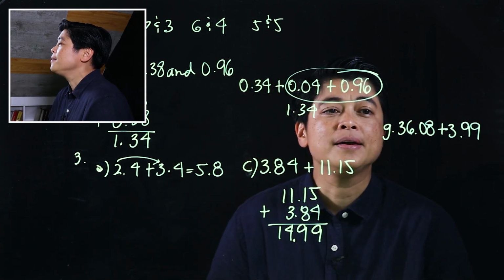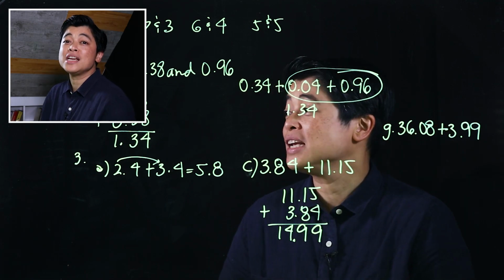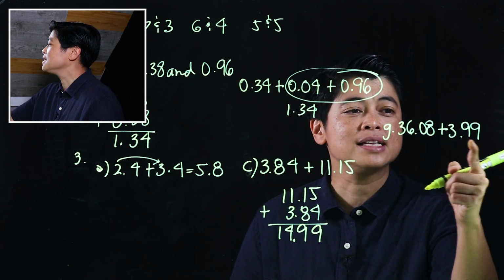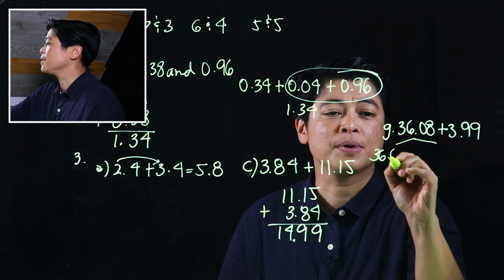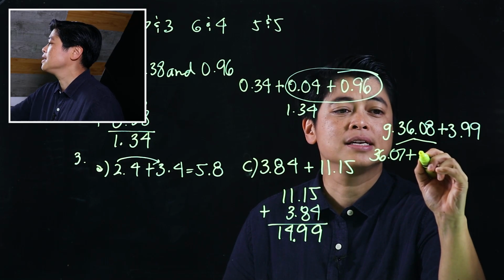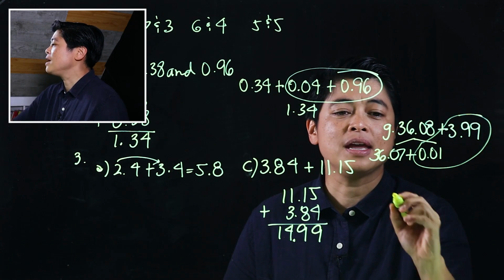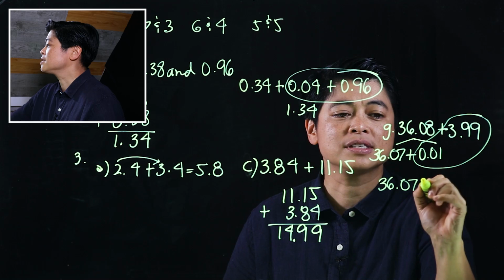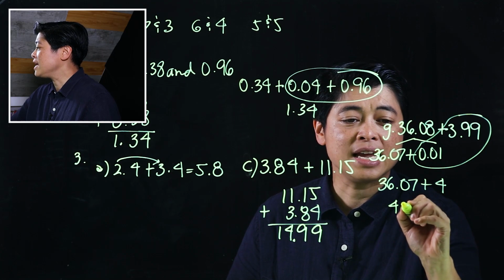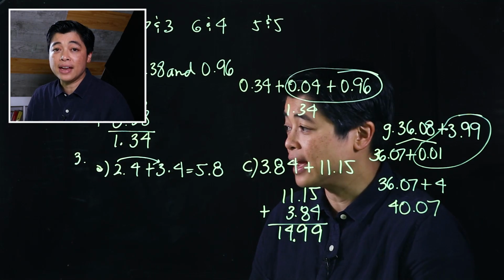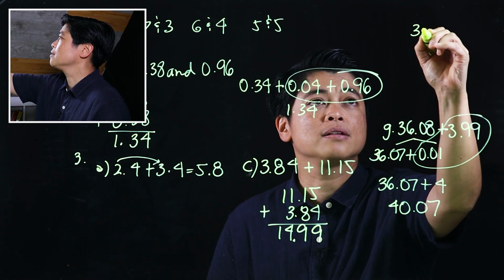And in the last one, we technically can do this both mentally and computationally. Now, why do I say mentally? Because I see that this is near a whole. So if I split this as 36.07 plus 0.01 and add these two, that will be 4. So that's 36.07 plus 4, making it 40.07. But if that's too complicated, we can write it computationally.